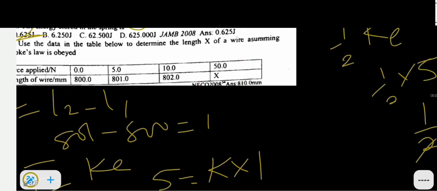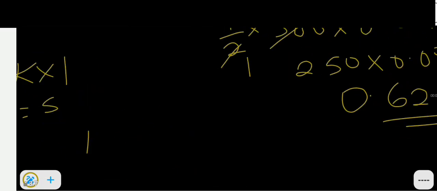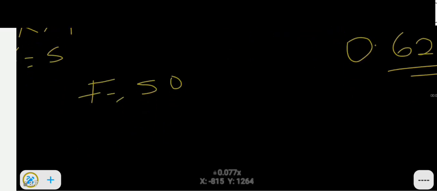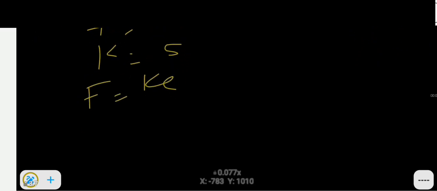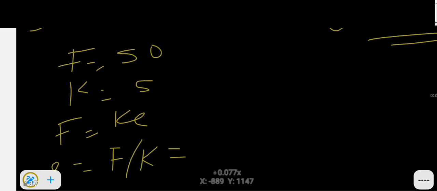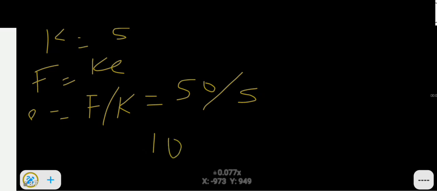If the force constant is 5, you can find the extension caused by this force of 50 newtons. So just put it into the formula. The force is 50 newtons now, so F is equal to 50. I know that your K is 5. So let's find the extension. F is equal to Ke, so E equals F over K. What is F? F is 50. K is 5. Divide that, you're going to get 10. So extension is 10 millimeters.